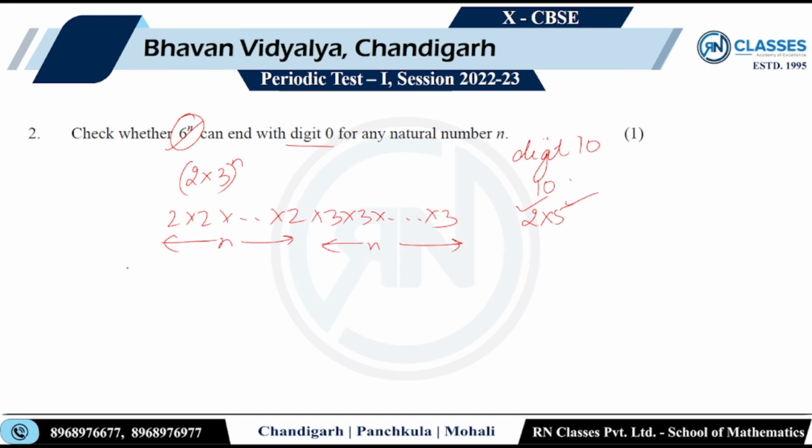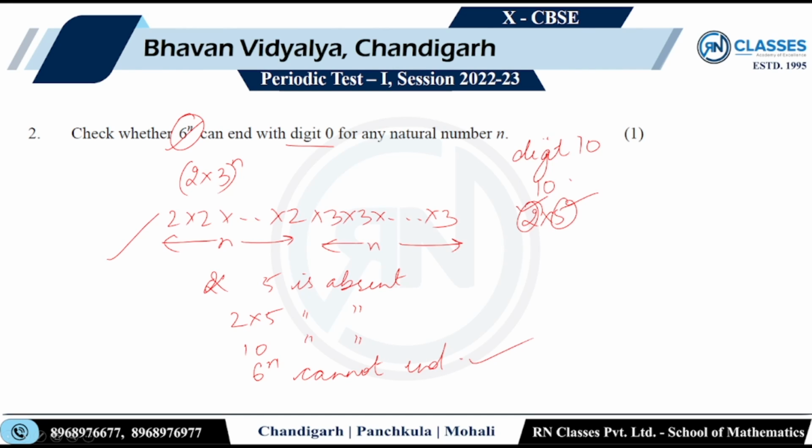Now I need to check whether in the prime factorization I have 2 into 5 or not. Now 2 is definitely present. But what about 5? If 5 is absent, that means 2 into 5 is absent. That means 10 is absent. That means factor of 10 is not there. So that means 6 raised to n cannot end with 0. All right. Moving on to the next one now.